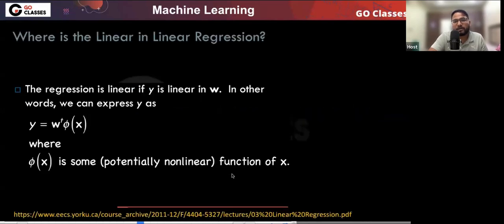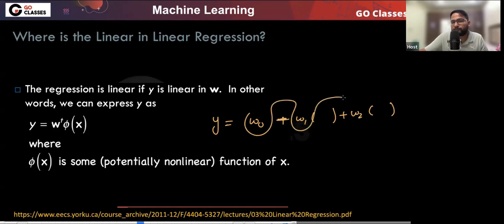This algorithm, linear regression, is basically saying that it has to be linear in bi and linear in W. If bi is linear in W, which means you can write bi equal to W naught plus W1 into some feature plus W2 into some feature, like this, right? So basically it has to be linear in W.